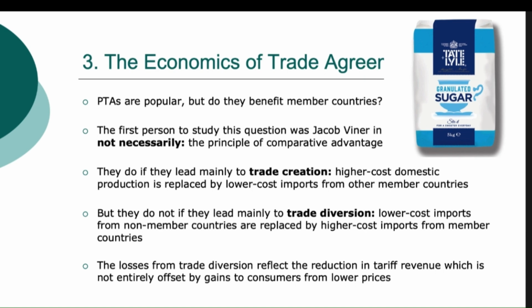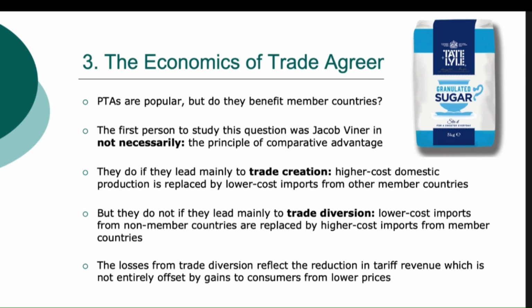You're no longer getting government revenue from tariffs, but that loss of tariff revenue is not entirely offset by gains to consumers from lower prices. If you have trade diversion, that loss in tariff revenue is not going to be entirely offset by the gains to consumers from lower prices. That's why it's a problem. If it's trade creation, you're okay, but if it's trade diversion, there's a potential problem.